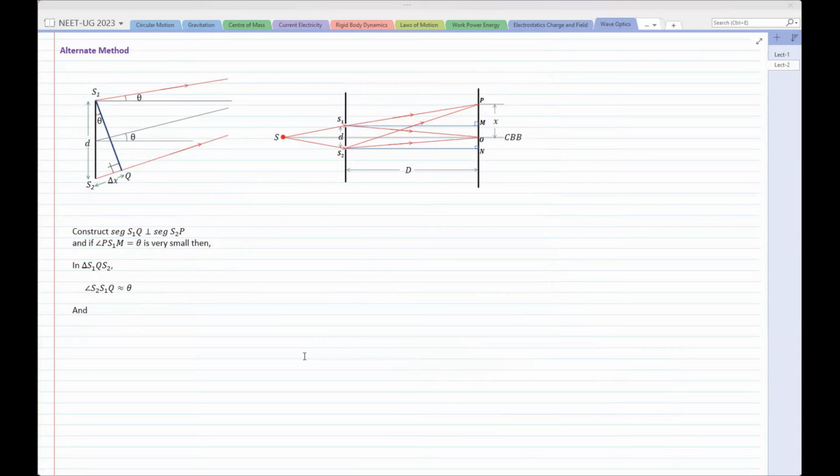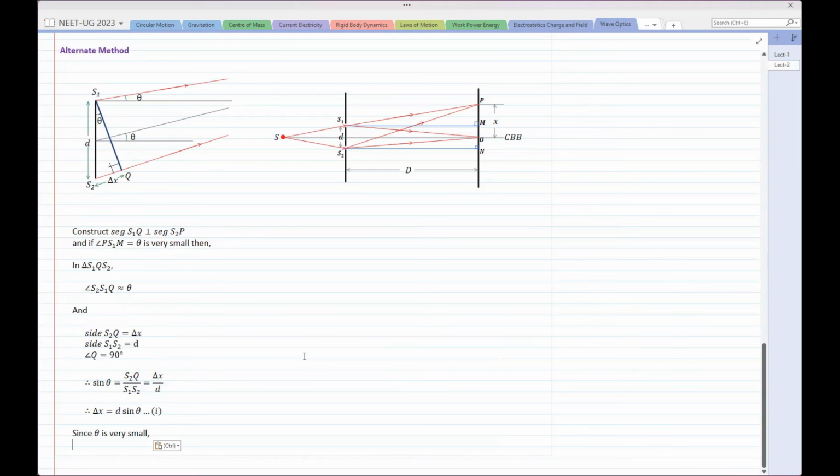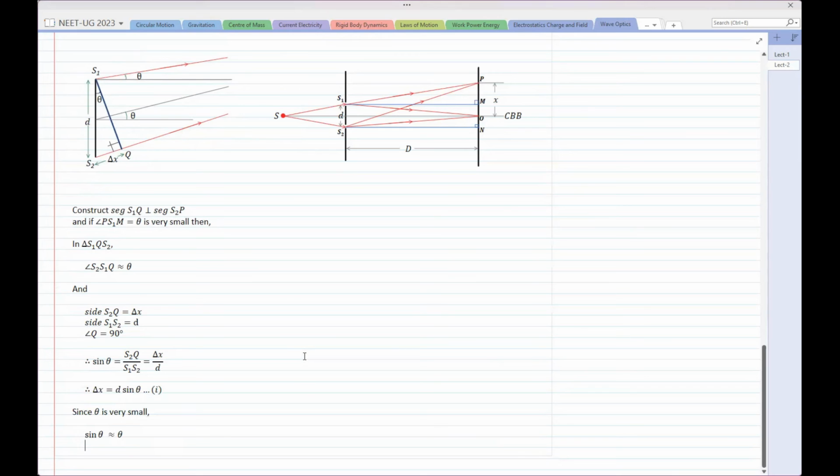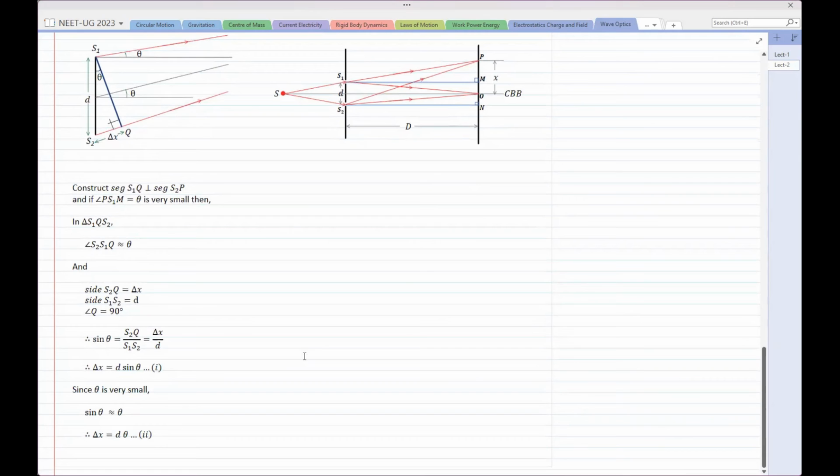So side S2Q is equal to delta X. That is the additional part. Side S1, S2 is D. And angle Q is equal to 90 degrees. Now, if you get these three things, then you can actually write what is sine theta. Right? Sine theta is equal to S2Q upon S1, S2 is equal to delta X upon D. Then delta X is equal to D sine theta. So we know what is delta X. Now, since theta is very small, sine theta is almost equal to theta. Now, as sine theta is almost equal to theta, you can write delta X is equal to D times theta.